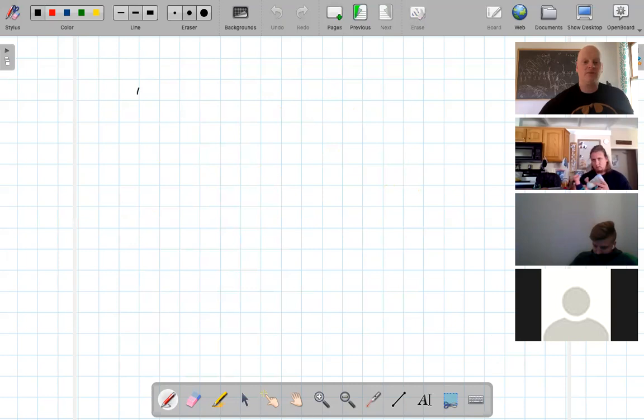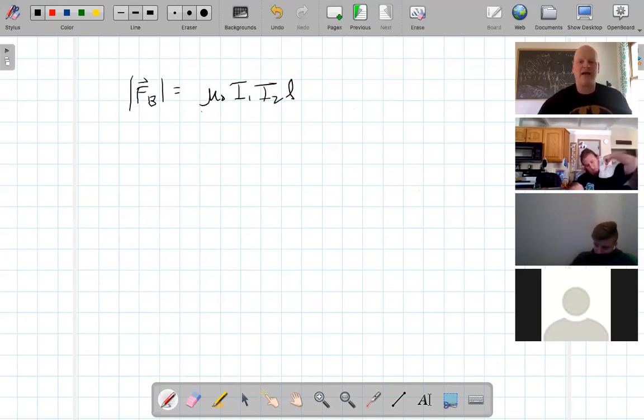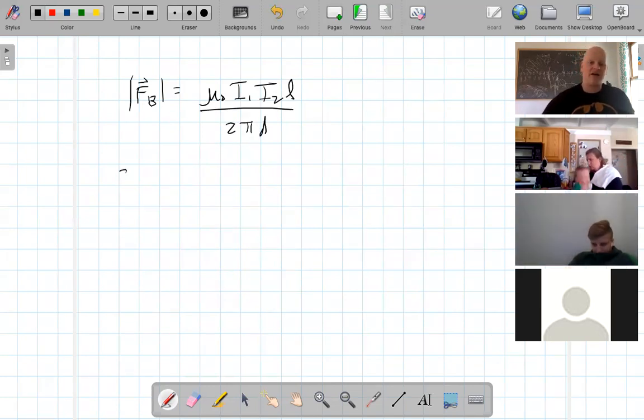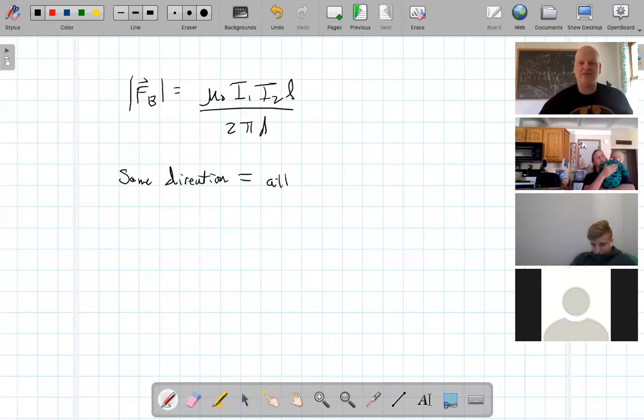So putting all this together, we can say that the force on 1 by the other one, our magnetic force between parallel wires, is simply going to be mu naught I1 I2 times the length divided by 2 pi d. And if the currents are in the same direction, this manifests itself as an attractive force. And if they are in opposite directions, then this is equal to a repulsive force.